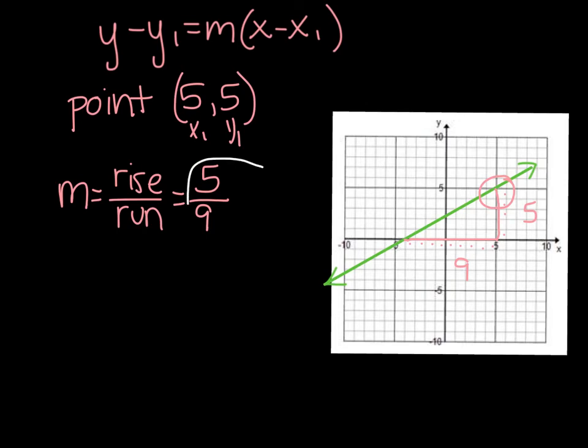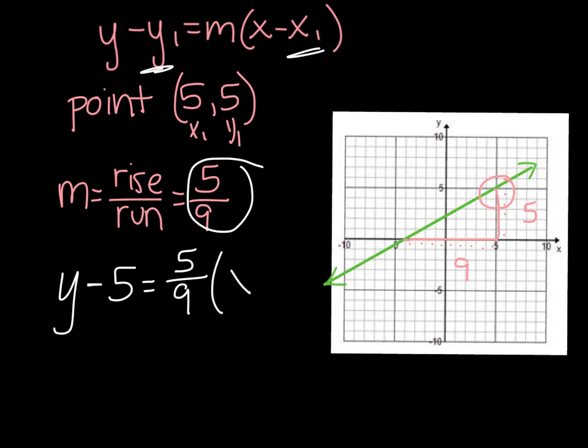All right, so put this together, our slope. And, hey, be careful when you substitute this in. So we're going to have y minus 5 equals 5 over 9 times x minus 5.